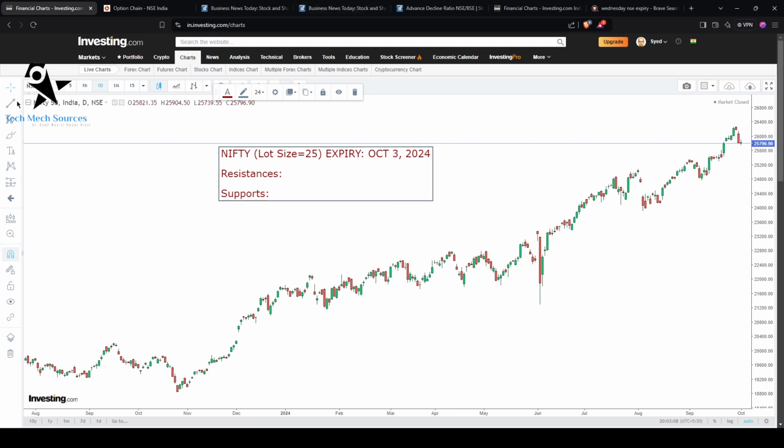So if I start with the daily chart, it is in front of you. You can see the movement was not much, but it might move on 3rd of October because tomorrow is a holiday. So if we plot the supports and the resistances, herein this is the trend line. This is the first resistance, and this is 26,307.